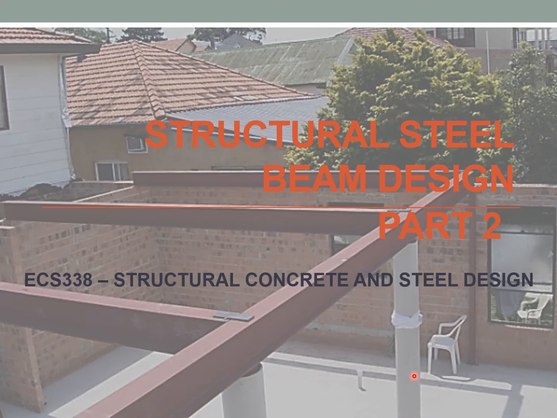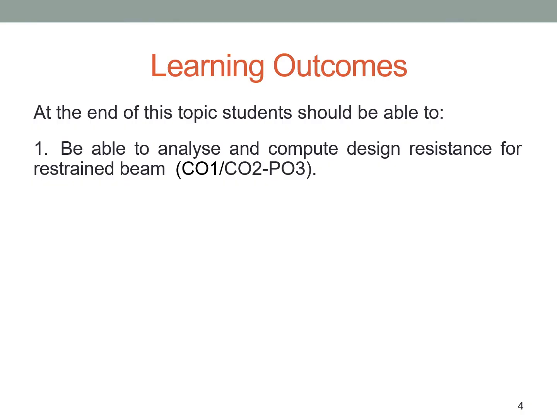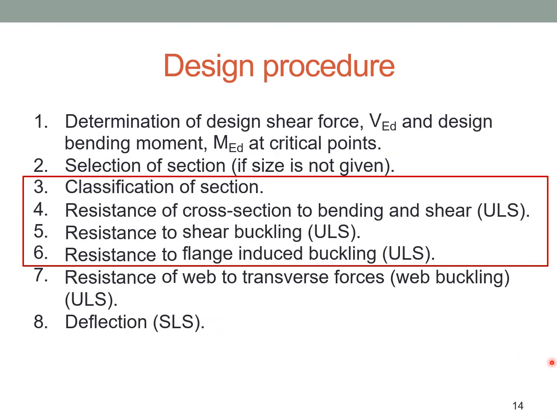This is the second part of steel beam design. The learning outcome is that at the end, you should be able to analyze and compute the design resistance for a restrained beam. From a previous lecture, we have covered the determination of design shear force and design bending moment, and also the selection of section. From today's lecture, we are going to continue with steps number 3, 4, 5, and step number 6.